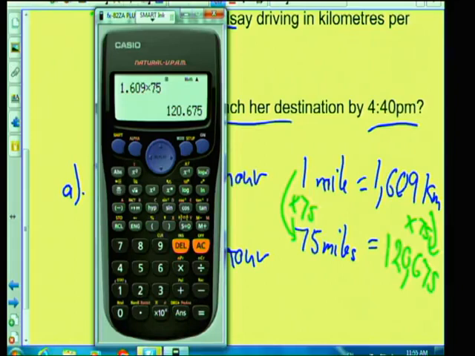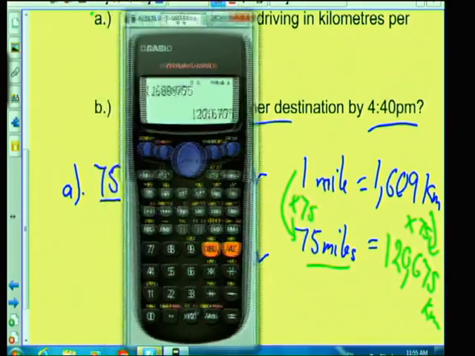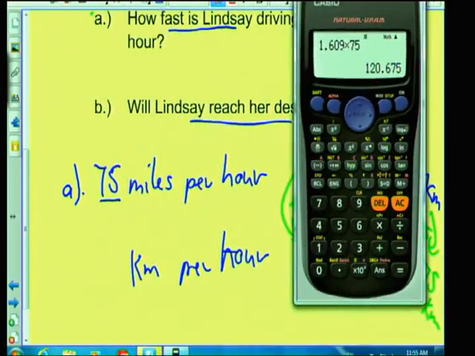120.675 kilometers. Now, 75 miles is 120.67, so the kilometers per hour is 120.675 kilometers per hour. Now, remember, this is the average speed. So Lindsay was going a little bit quick. She wasn't just taking her time. She could have gone a little bit quicker, but on average, even if she stopped for a break, that average speed over time means that she was really going as quickly as she could to be safe.